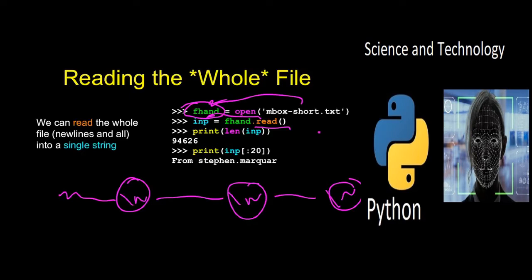Now I picked a file that was short, and so this inp variable now has a string in it, and I can pass a string into the len function. It says, oh, 94,626 characters. That's kind of a small little file, and perfectly okay to read it all in one go. And so now I say just print the first 20 characters. That's the beginning up to but not including 20, and so it shows the first 20 characters of that little file is a From line, because this is a mailbox file.